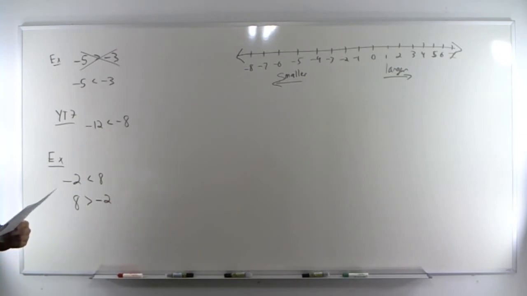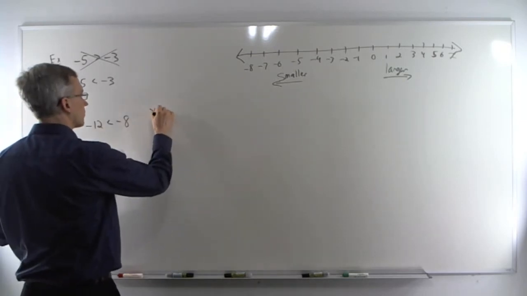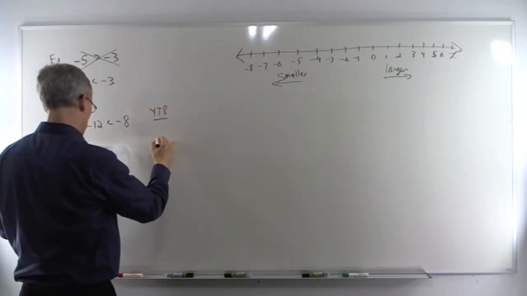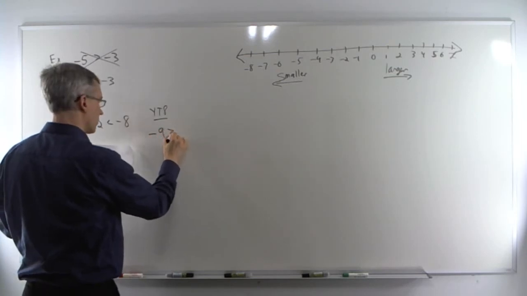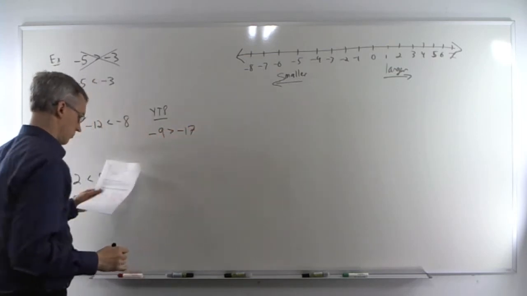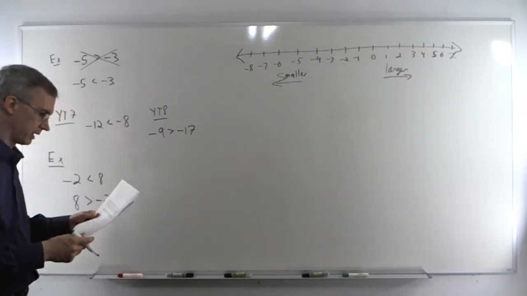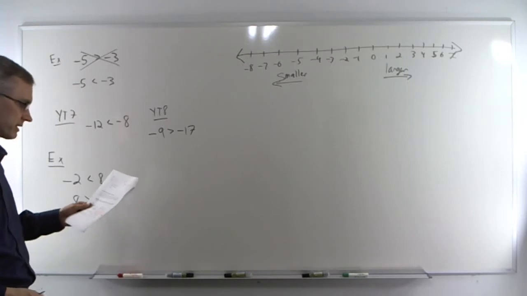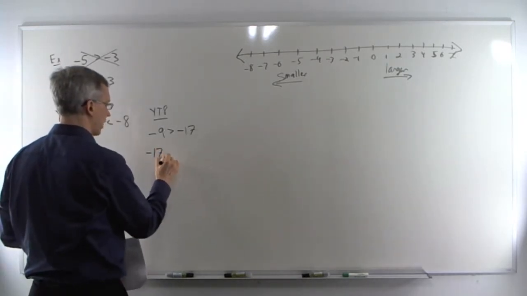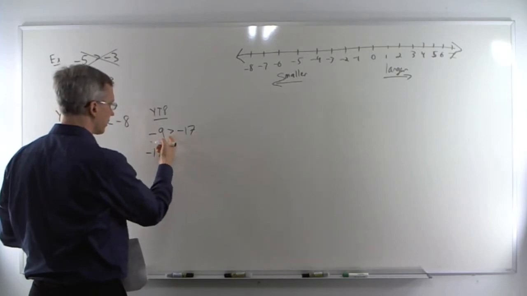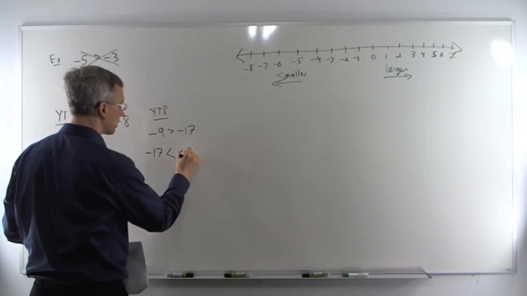And that brings us to your turn, number 8. Alright, so with this one, we are going to rewrite -9 is greater than -17 using less than instead. So switch everything around, -17 goes on the left, swap the symbol, you got less than, and -9.